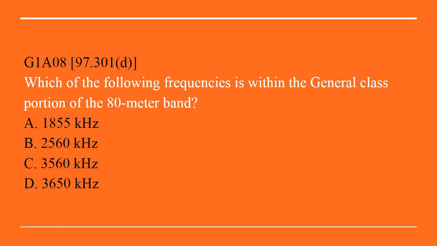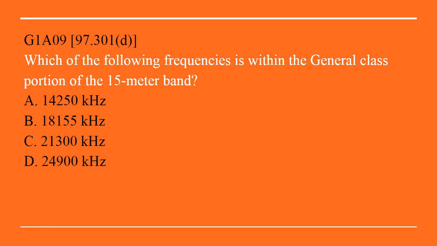G1A08. Which of the following frequencies is within the general class portion of the 80 meter band? A. 1,855 kilohertz, B. 2,560 kilohertz, C. 3,560 kilohertz, or D. 3,650 kilohertz. Correct answer here is C. 3,560 kilohertz.